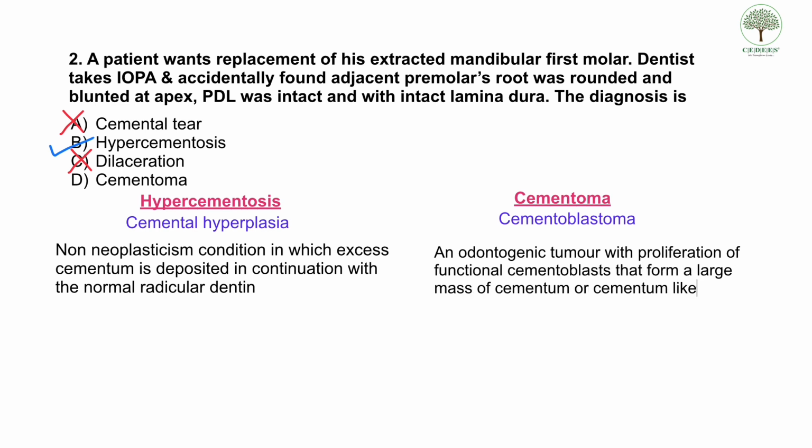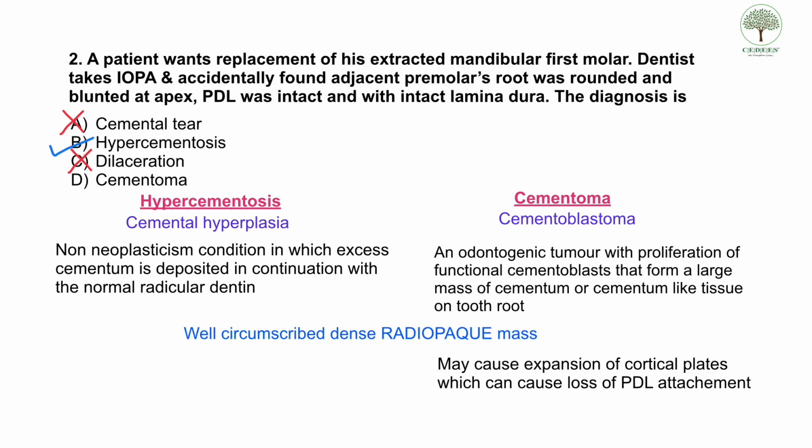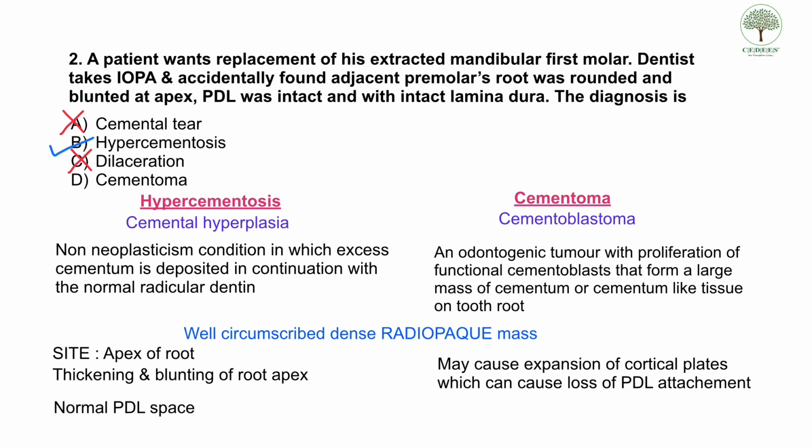Now, both of them on the radiograph will appear as radiopaque masses. However, cementoblastoma is a tumor, so it will result in obliteration of the PDL space. Whereas hypercementosis, the most common site is usually the apex of the tooth, resulting in rounding of the tooth root. The root tip loses its classic spike appearance as mentioned in the question, and there is normal periodontal space. So that's why we've gone for hypercementosis.